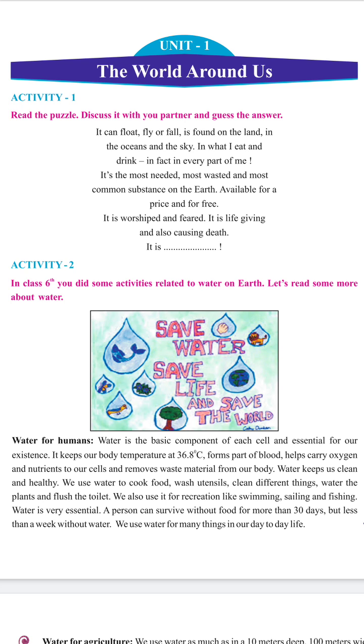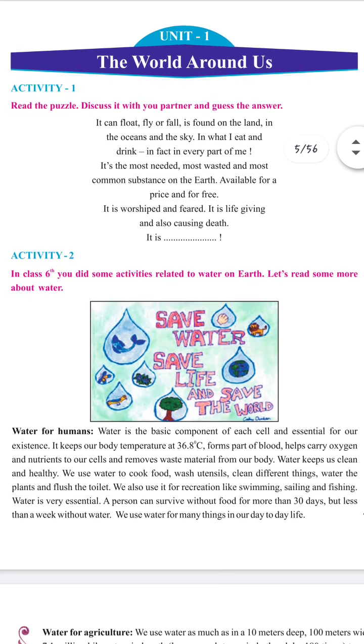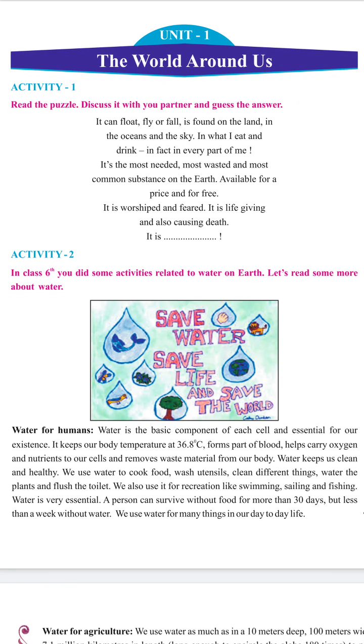So it is a substance which can float, it can also fly, or it can also fall. So these three qualities are there. It is also found in the land, in the oceans and the sky. So it is found on three places. First place is land, second place is the oceans, and the third place is the sky. So it is found in the land, in the water, and also in the sky.